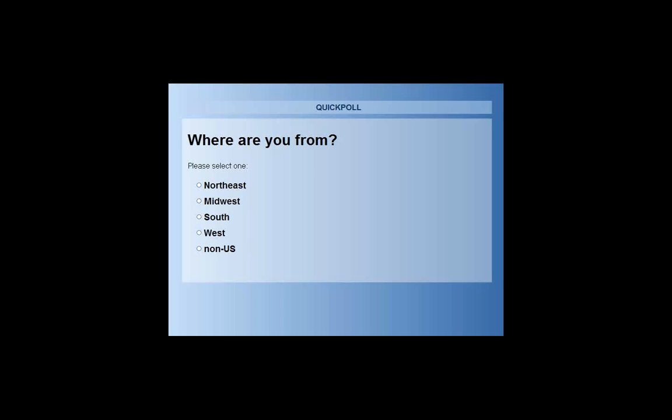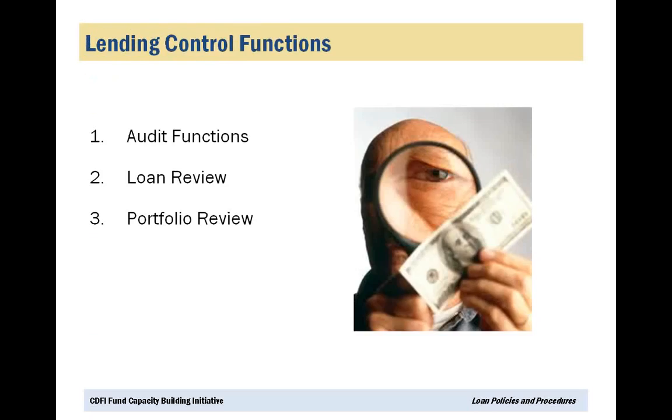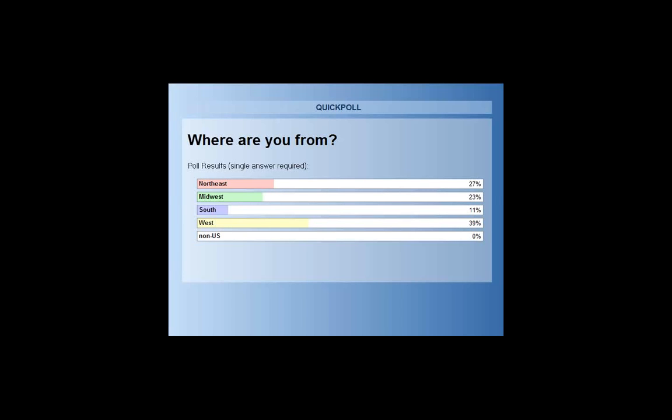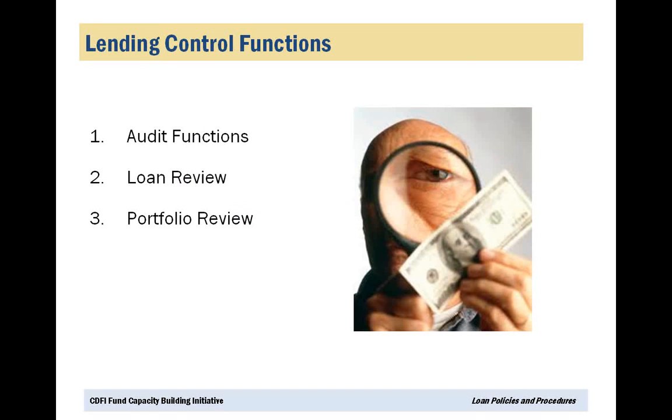So the next piece that I want to talk about is not included in that FDIC document which we drew those 12 elements from, because these are functions that are not normally discussed in the loan policies. However, they're an important component of overall risk management and keeping your portfolio in good shape. That's why I want to include them today, because it fits in with the topic. I'm calling them lending control functions, and they are audit functions, loan review, and portfolio review. I just want to take a little bit of time to talk about these.